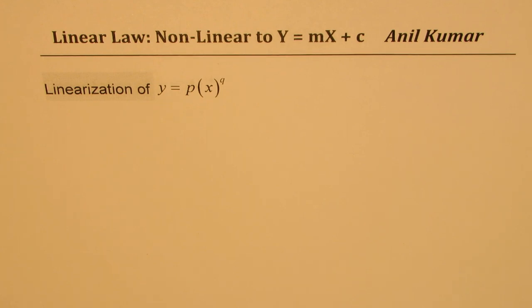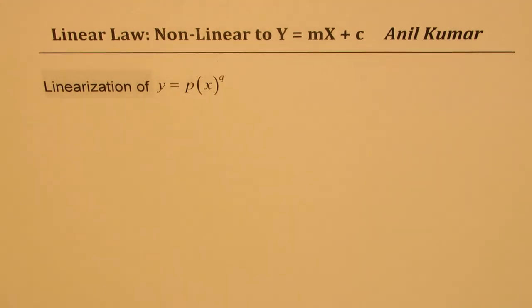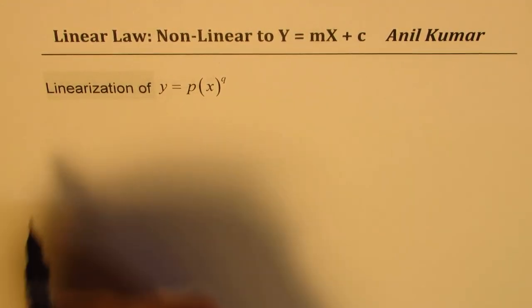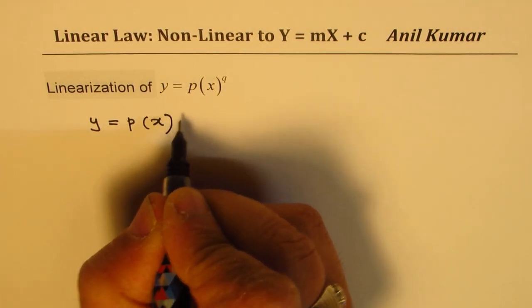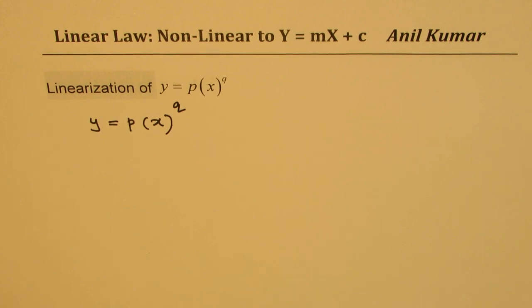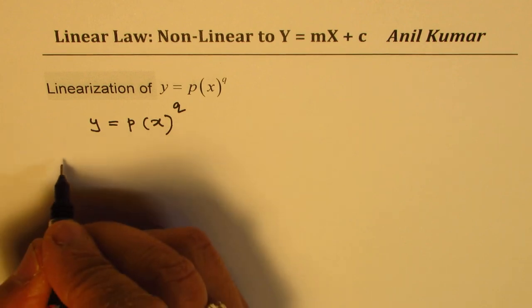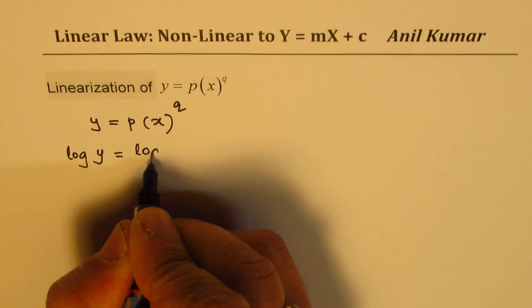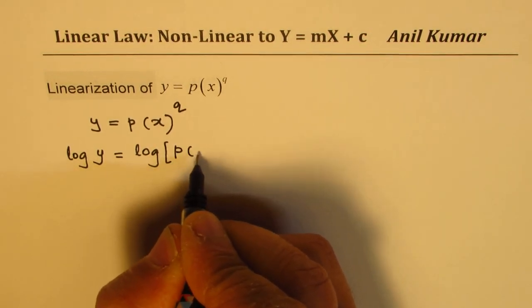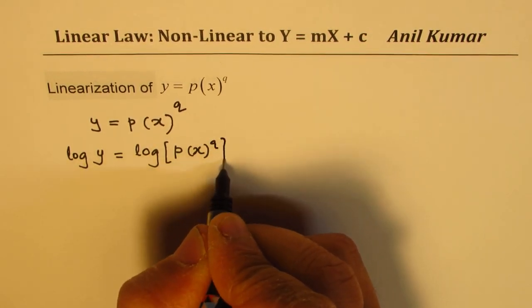Now here you have an equation y equals p x to the power of q. Use logarithms to write it in the form capital Y equals mx plus c, and then check with my solution. So now let us do linearization of y equals p x to the power of q, where p is a constant and x is a variable. Whenever you have exponential form, you need to take logarithms on both sides. So we can take log to the base 10: log y equals log of p times x to the power of q.